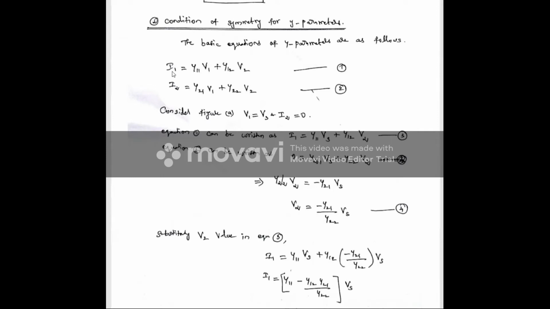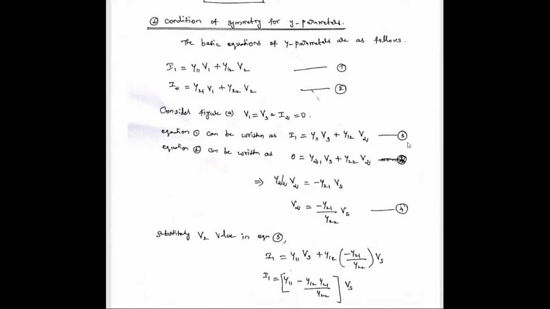So in equation number 1, I1 equal to y11 into vs plus y12 into v2. So we just consider this as equation number 3. Okay, and you substitute this value. So in the previous z parameter we derived the answer in one step, but in y parameter it will take 2 or 3 steps. Since the first equation has the values I1, vs and v2, but we want the value vs divided by I1. Okay, in this equation we have to eliminate this v2. So that's why you take this as equation number 3.